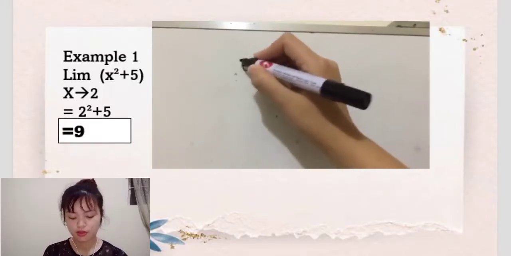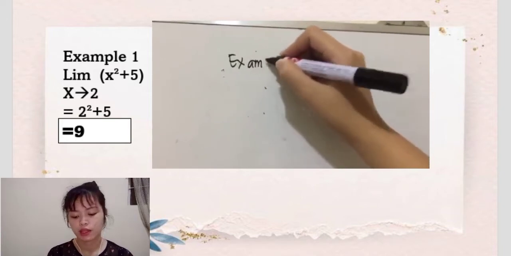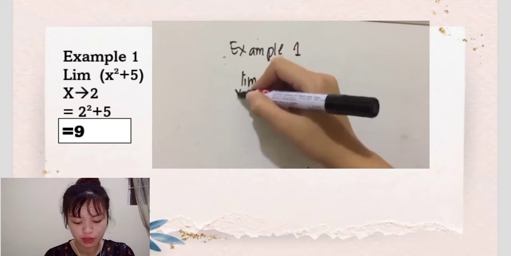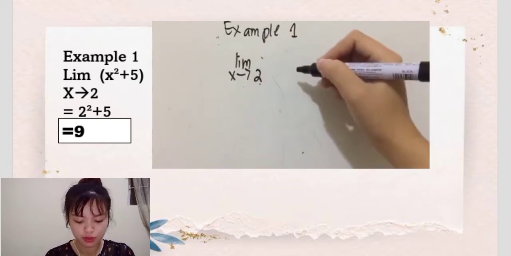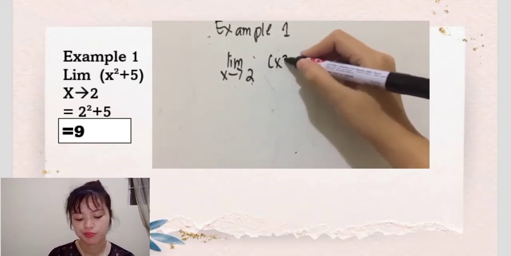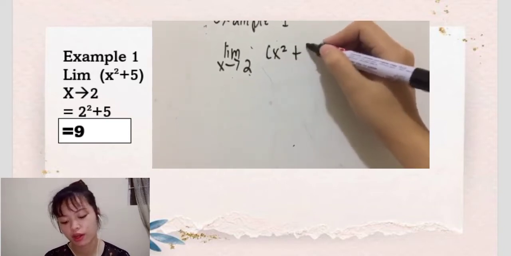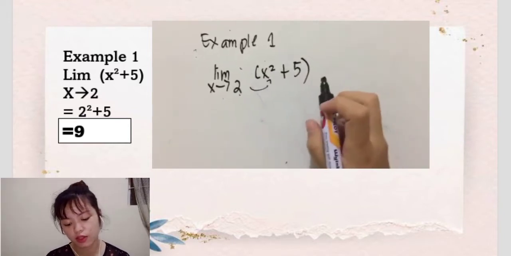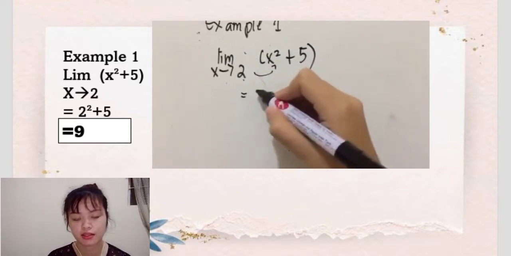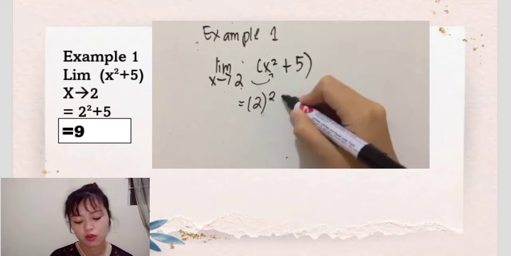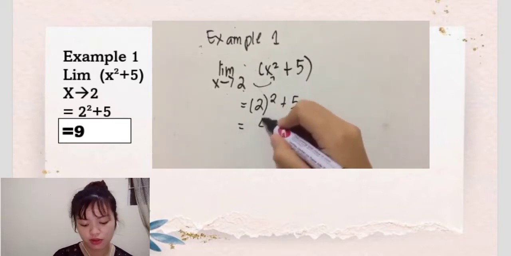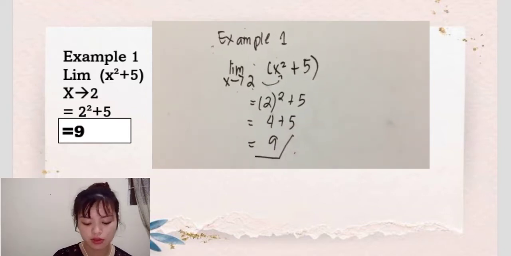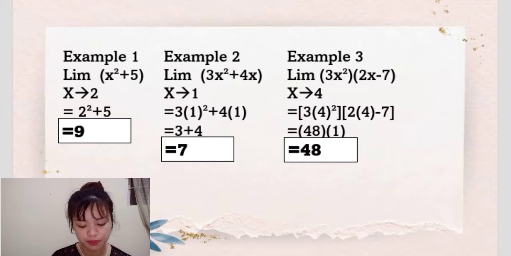Okay, so let's say the example number 1 of limits. Limit as x approaches 2, and ang given natin is x squared plus 5. Gagawin natin, yung 2 na yun, substitute lang natin siya sa pinaka-x natin. Bali, magiging 2 squared plus 5. Ang value ng 2 squared ay 4. So, plus 5 is equals to 9. So, yun na yung pinaka-final answer natin.